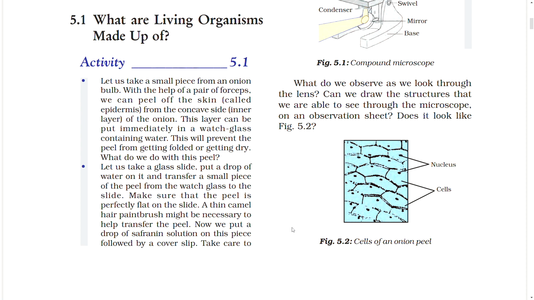What do we observe as we look through the lens? Can we draw the structures that we are able to see through the microscope on an observation sheet? Does it look like the figure? Nucleus, cells. Figure, cells of an onion peel.